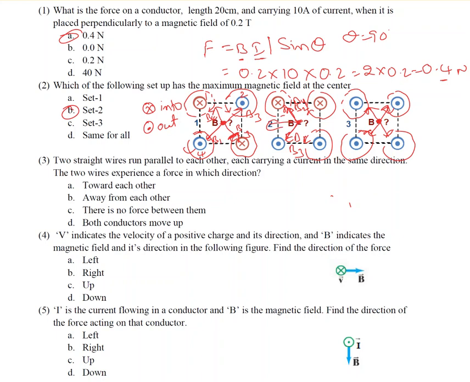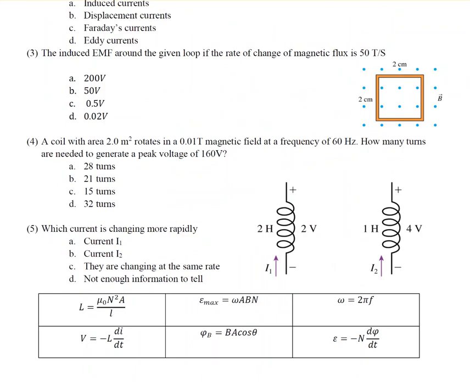Two straight wires run parallel to each other, each carrying current in the same direction. If current is flowing in the same direction, they experience a force towards each other, but I'll tell you how. Say here is a conductor, current is going in this direction.